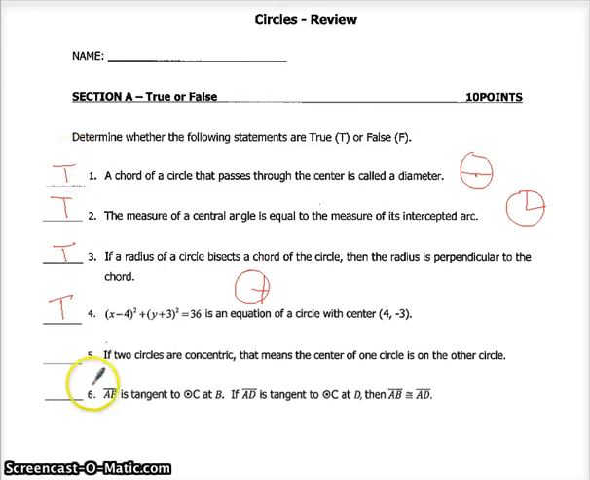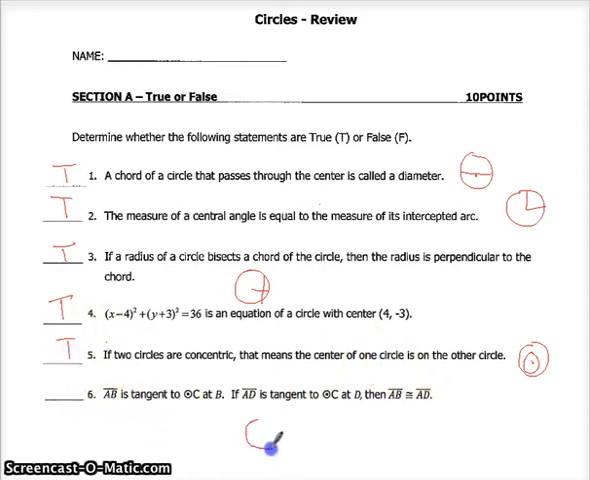If two circles are concentric, like that. Whoa, that's a bad picture. If they have the same center, they can't intersect. That means that the center of one circle is on the other circle. No, it means it's the center of the other circle.